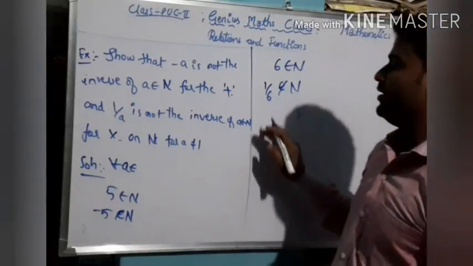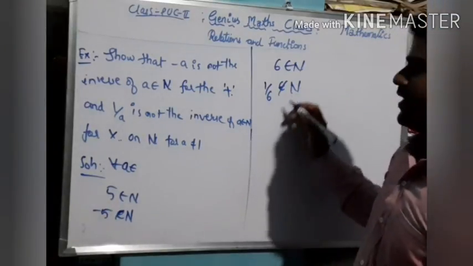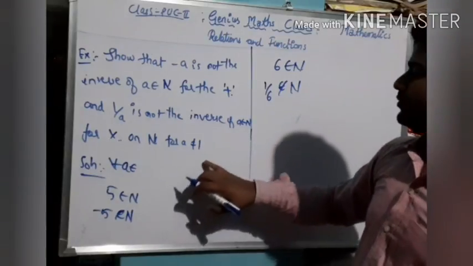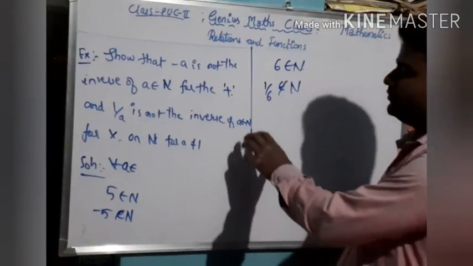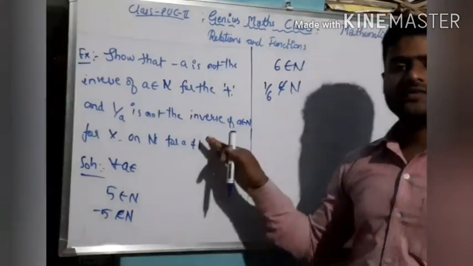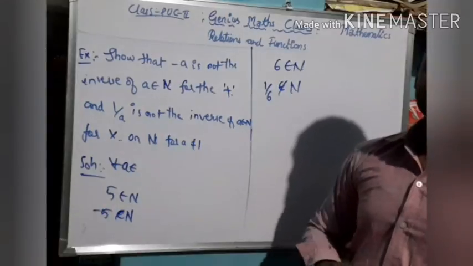With this I will end the description of binary operation, and the solution part of the exercise is given in the description box.